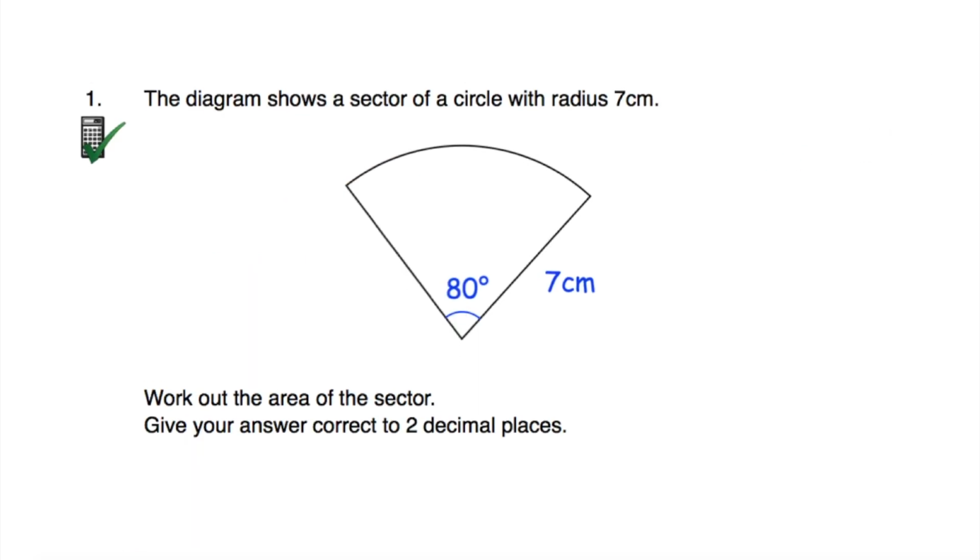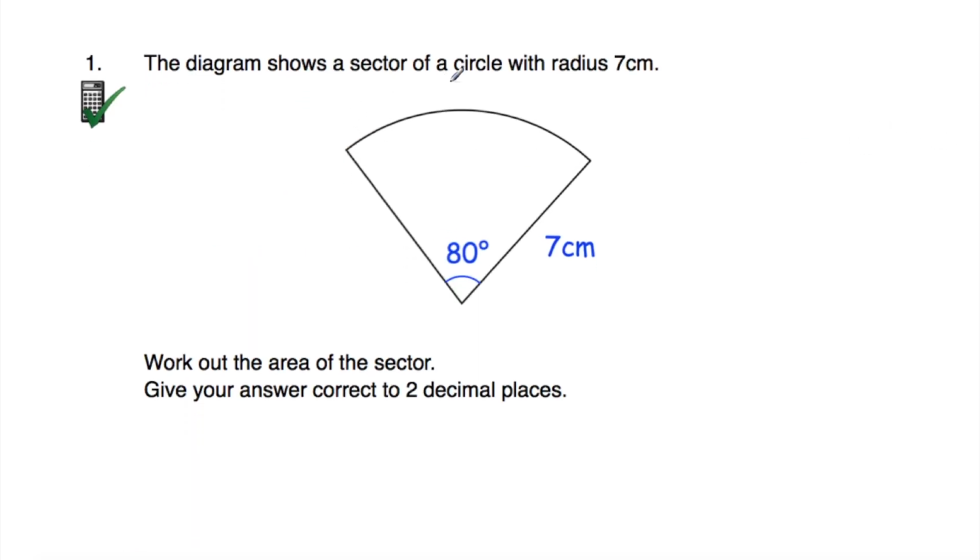Okay, so question number one. Question number one says the diagram shows a sector of a circle with radius 7 centimeters. As you can see, this is a sector of a circle with a radius of 7 centimeters. This is the center of the whole circle, and the radius of the whole circle is 7 centimeters. The question says work out the area of the sector, and we're to give our answer to 2 decimal places.